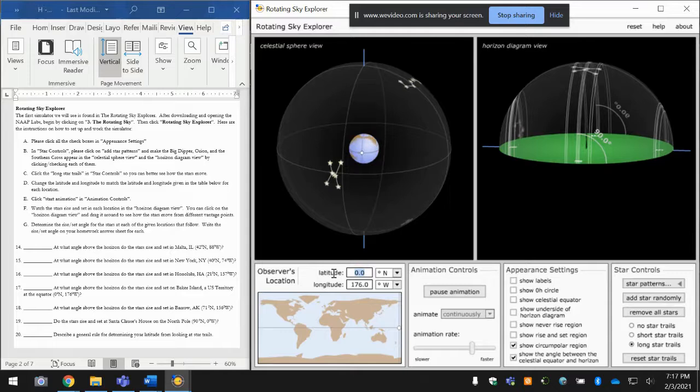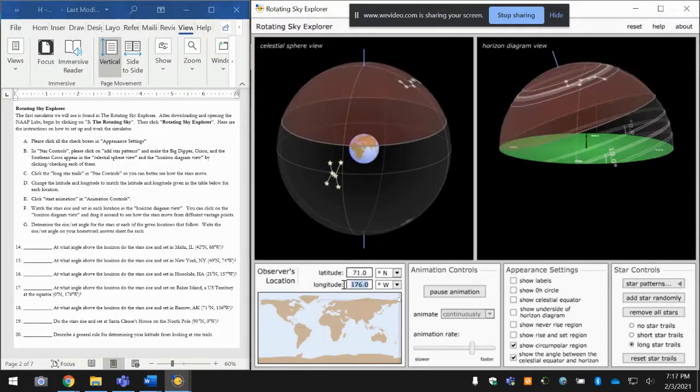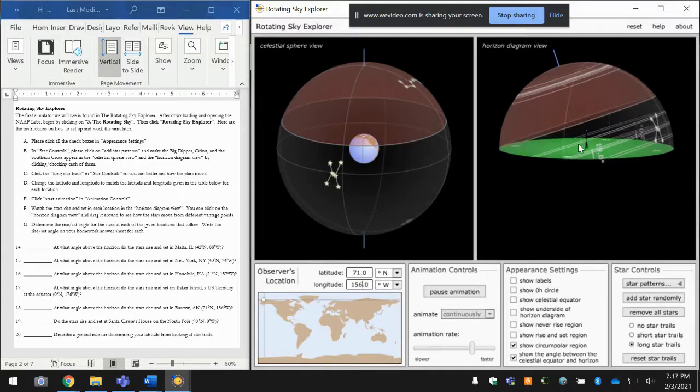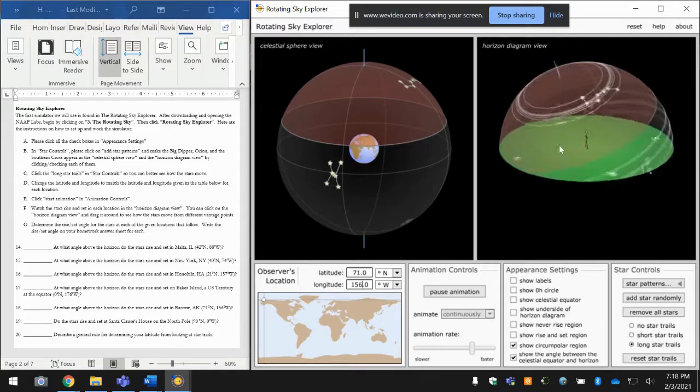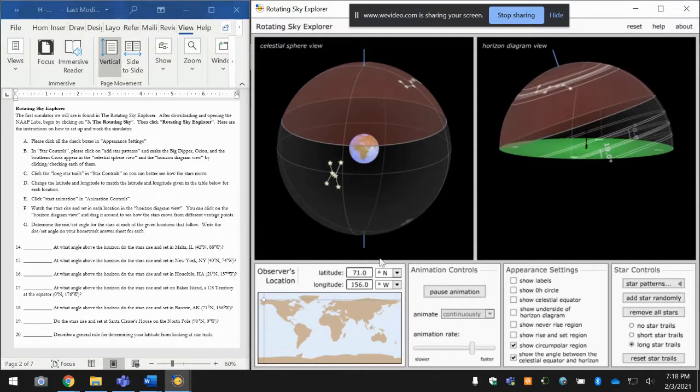What if we went way up to Barrow, Alaska? 71 degrees north here and 156 degrees west. That has our stars rising and setting at a very low angle. Look at that. Wouldn't that be interesting to see the stars come up on the horizon at an angle of 19 degrees? There's Orion peeking up, swinging around the southern horizon, and then boom, sinking back down. Pretty crazy, right? Many more stars are circumpolar here in Barrow, Alaska.